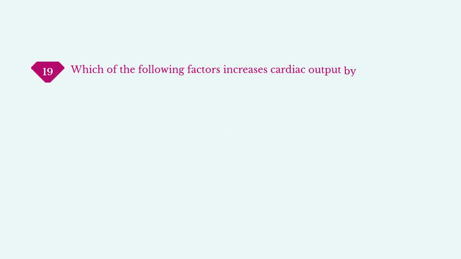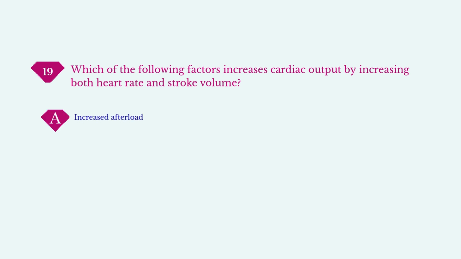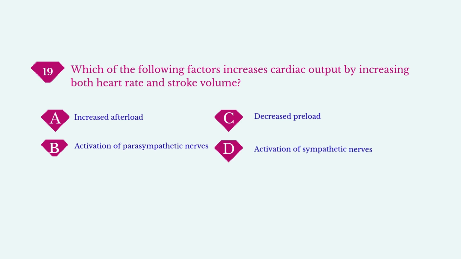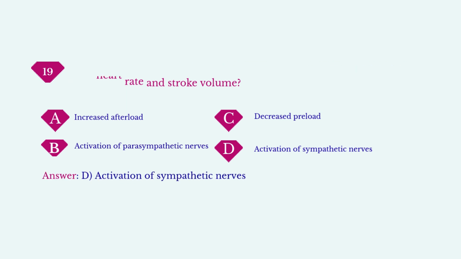Which of the following factors increases cardiac output by increasing both heart rate and stroke volume? A. Increased afterload. B. Activation of parasympathetic nerves. C. Decreased preload. D. Activation of sympathetic nerves. Answer: D. Activation of sympathetic nerves.